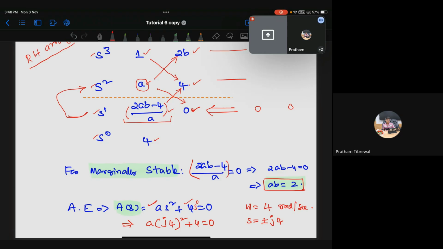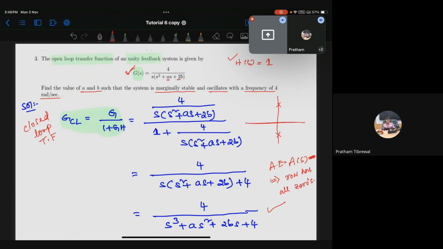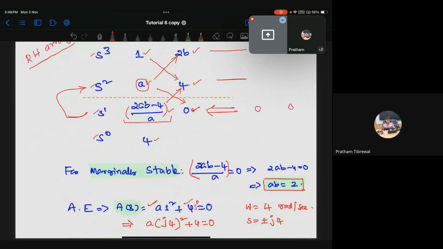Now we said that the system is oscillating with a frequency of 4 radians per second. That means omega is 4 radians per second, which is given to us. Then substitute s equal to j4. In the question it's given that it's oscillating, and oscillating means it's marginally stable. So s is equal to plus or minus j4.